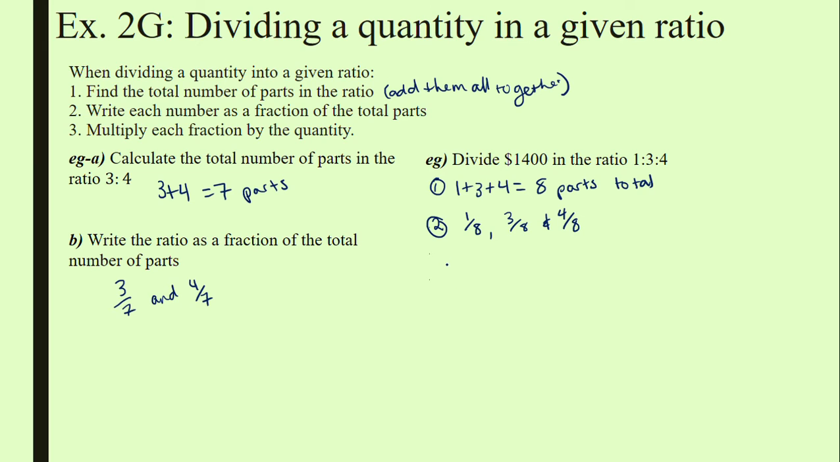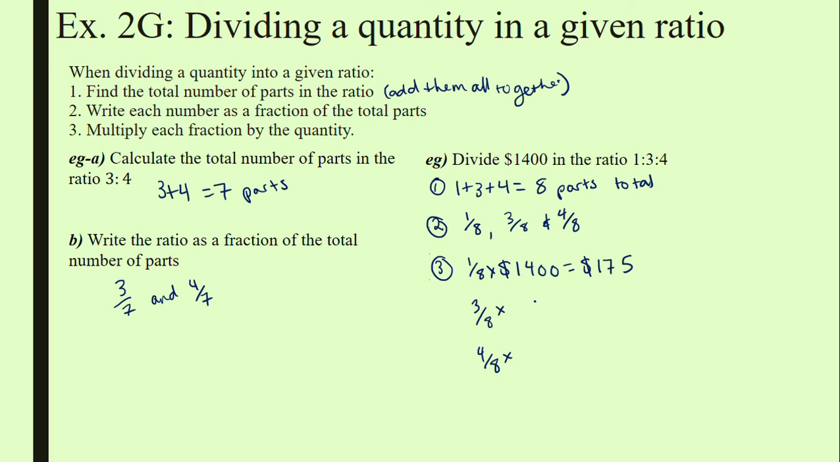Our last step is to multiply each of these fractions, 1/8, 3/8, and 4/8, by the amount given in the question. So 1/8 of 1,400. We can use a calculator for that, or you can divide this amount by 8 and we get 175.